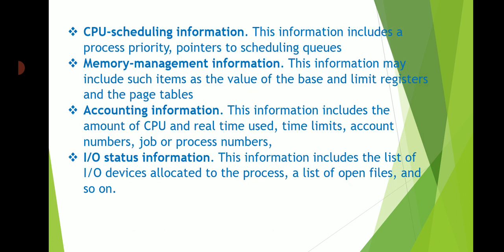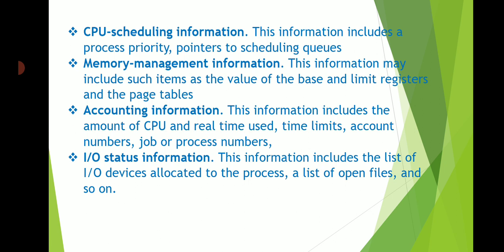Next one, CPU scheduling information. CPU scheduling means there are so many processes available in the ready queue, and we select any one of the processes for execution. This information includes a process priority and pointers to the scheduling queue. Next one, memory management information. Memory management information includes the values of the base and limit registers and the page tables.